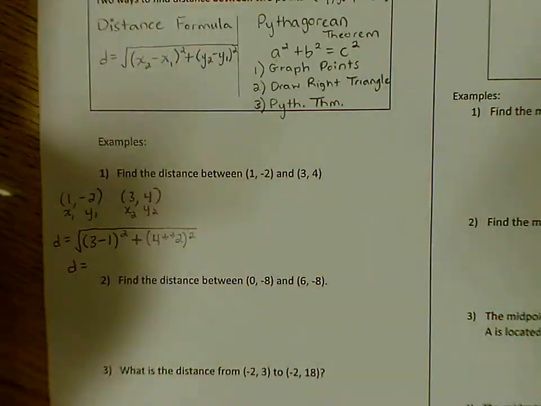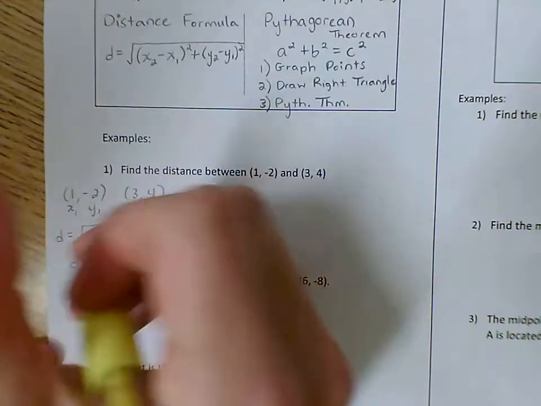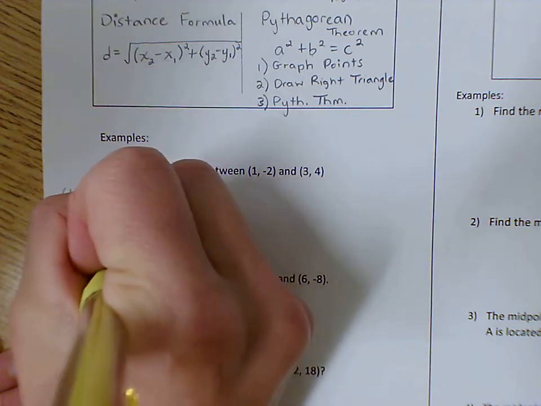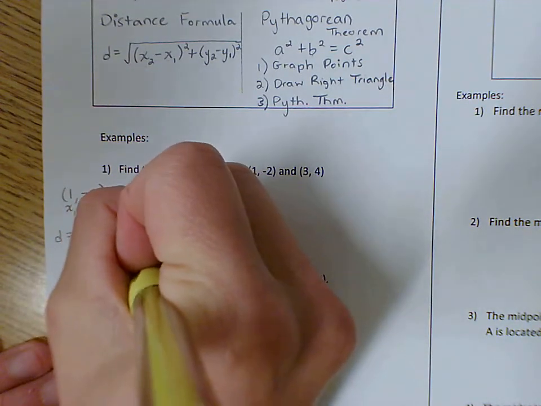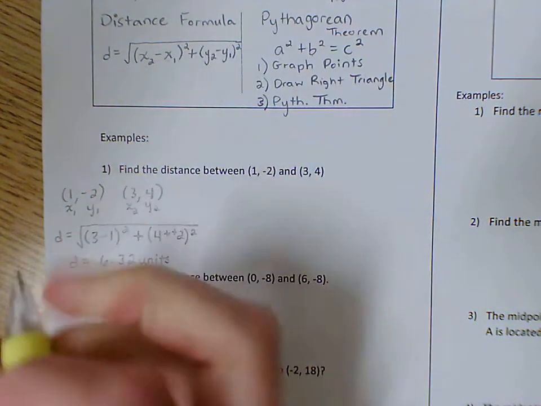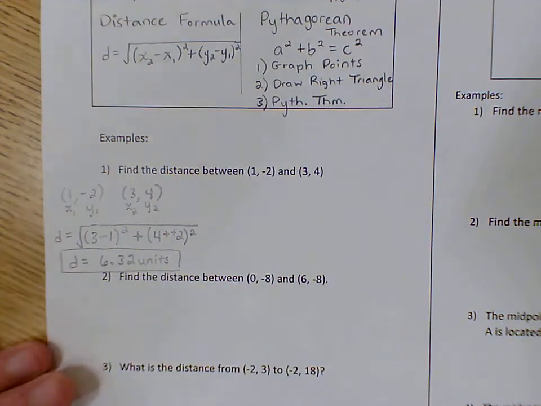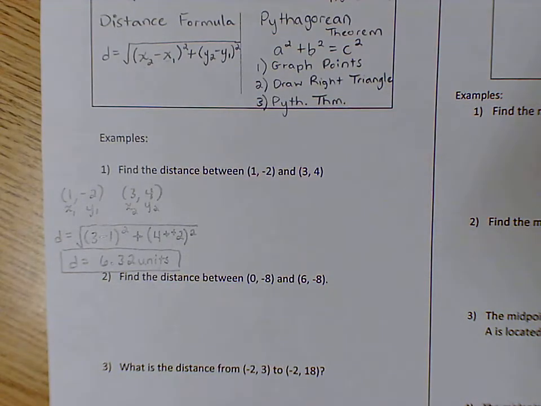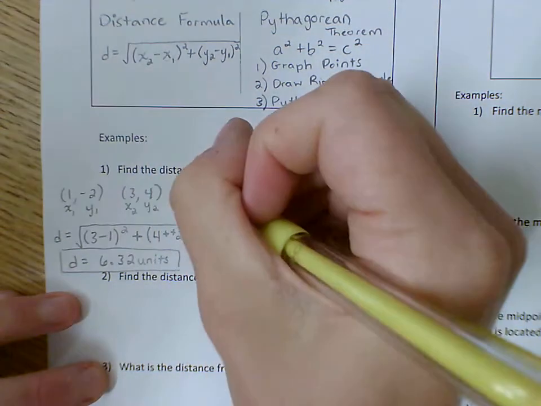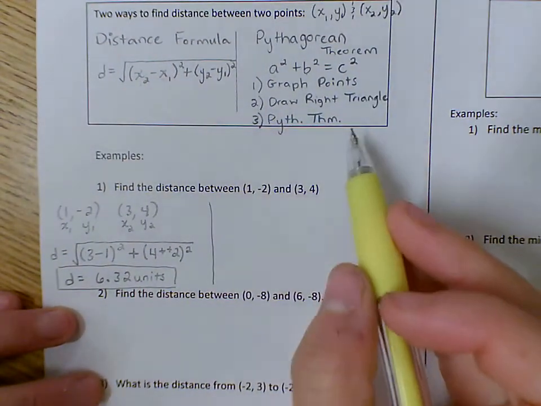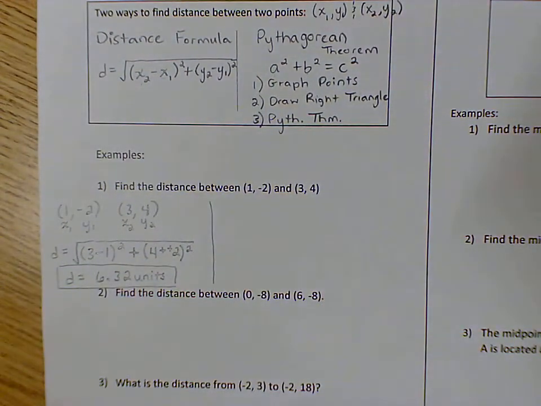So the distance between those 2 points would be 6.32, and a distance is a length, so we're just going to put units. So that would be the distance, 6.32 units. Okay, so that is one way to find the distance, is use the distance formula. The other way would be to use Pythagorean theorem. So I'm going to show you how you can do that.